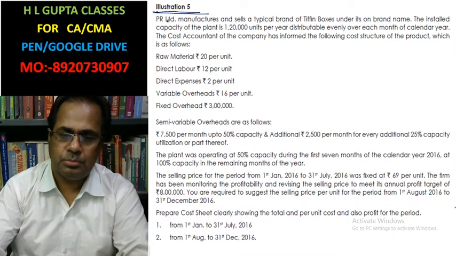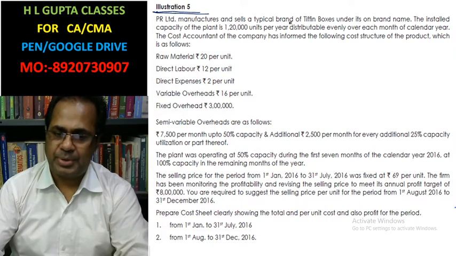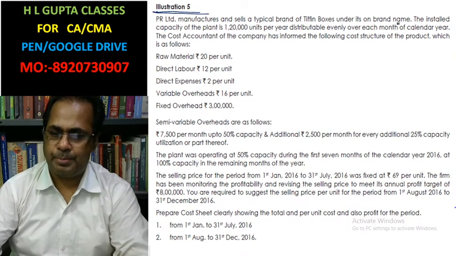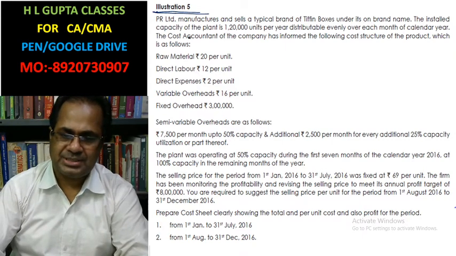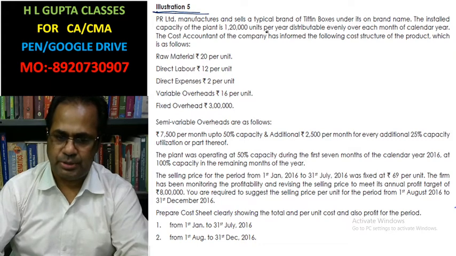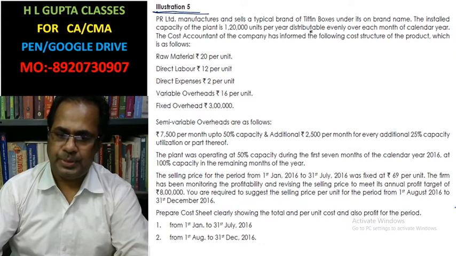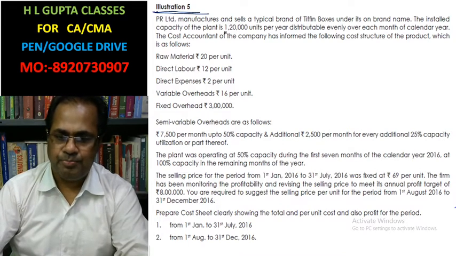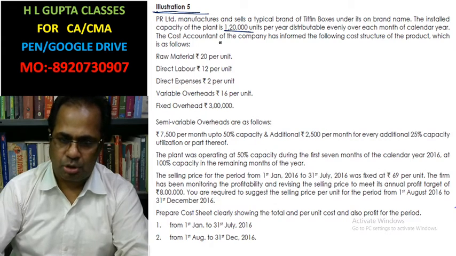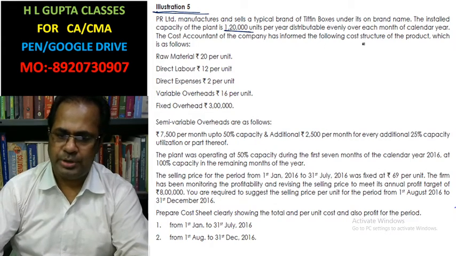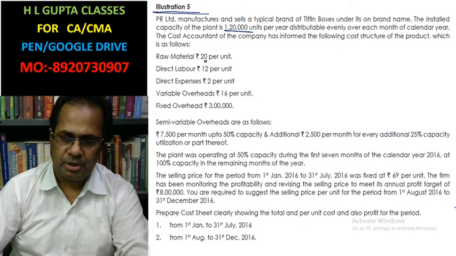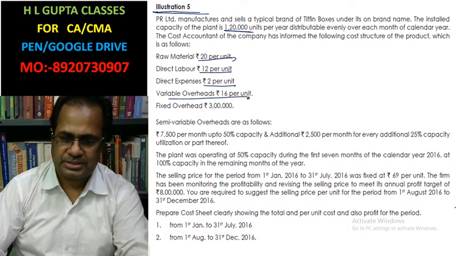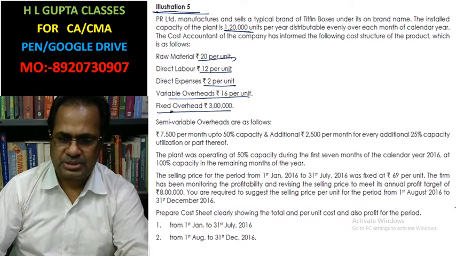Illustration number 5. PR Limited manufactures and sells a typical brand of tiffin boxes under its own brand name. The installed capacity of the plant is 1,20,000 units per year, distributable evenly over each month of the calendar year. The cost accountant of the company has given the following cost structure: raw material rupees 20, direct labor 12, direct expenses 2, variable overhead 16, and fixed overhead rupees 3 lakhs.